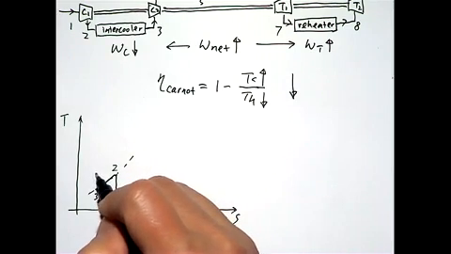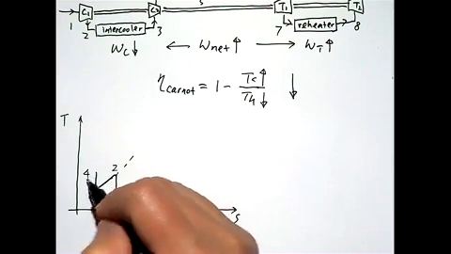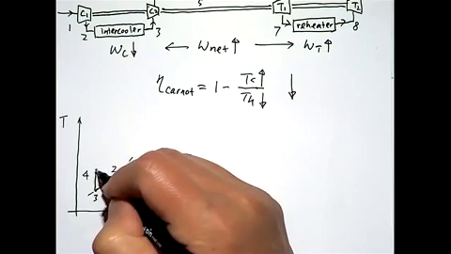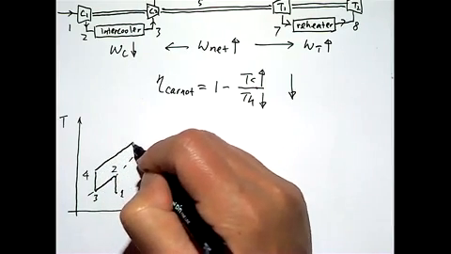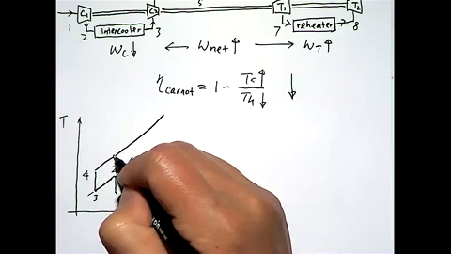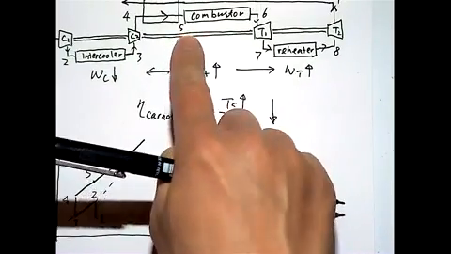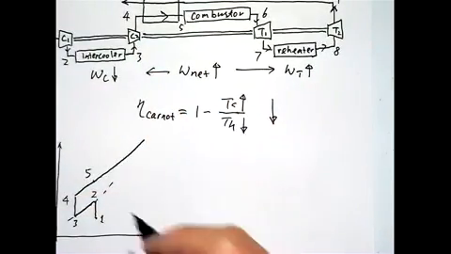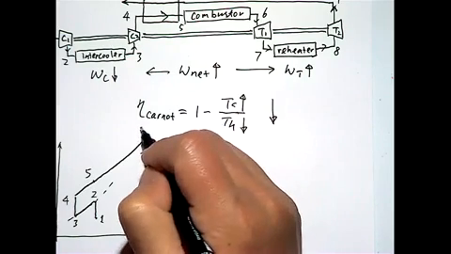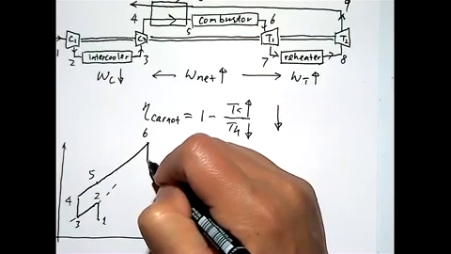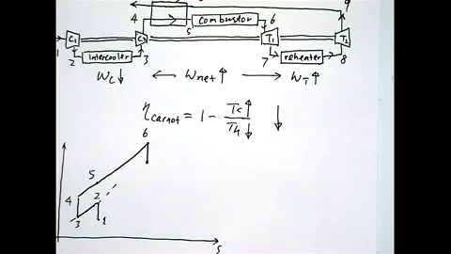Then state 3 goes through another isentropic process to state 4. Then going through the heat exchanger, let's say somewhere there, to pick up some heat from the heat exchanger. So that's state 5 there. Then going through the combustor, that's state 6. All right, then we go through the turbine to 7, again an isentropic process.